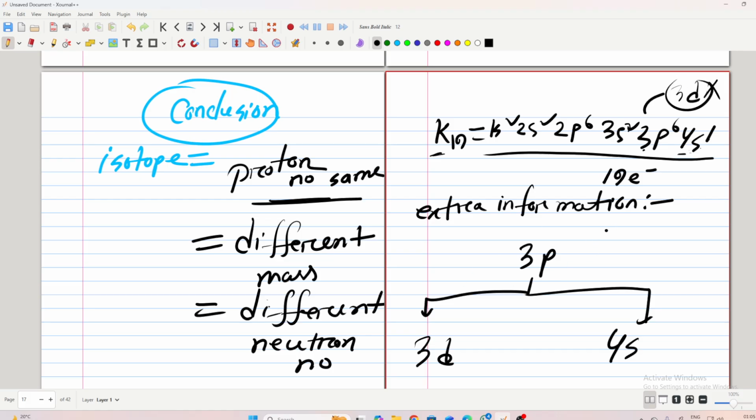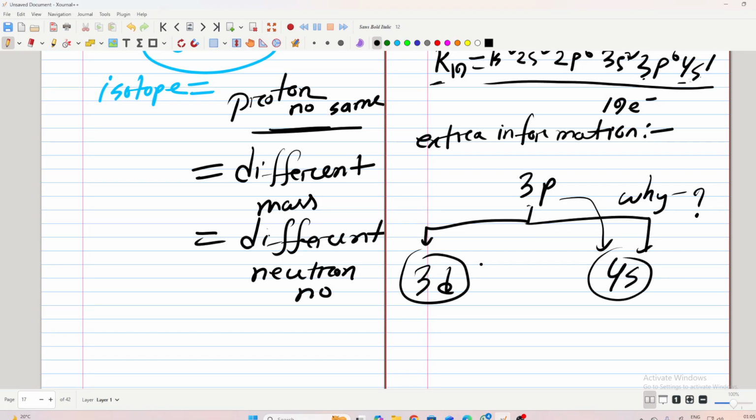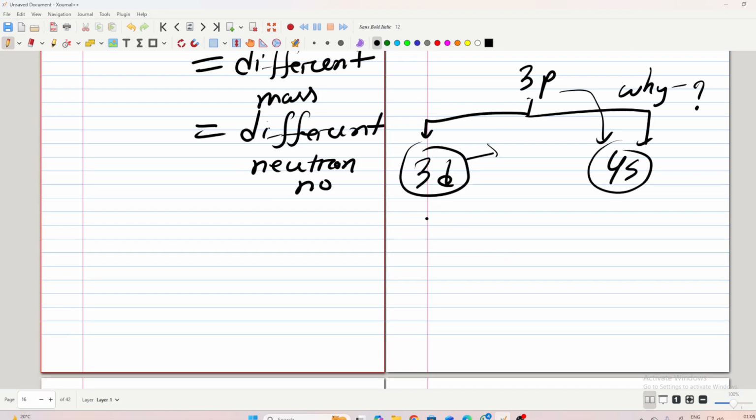I mean, why not 3d? We could also take 3d after 3p, but we have taken 4s after 3p. Why is 3d not taken? Because this follows the n plus l rule.